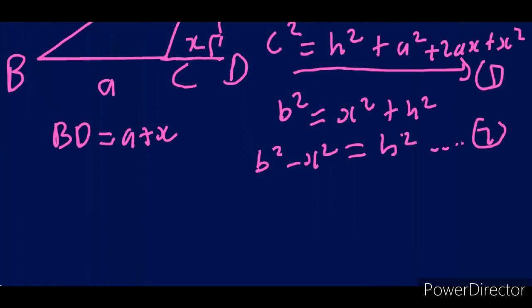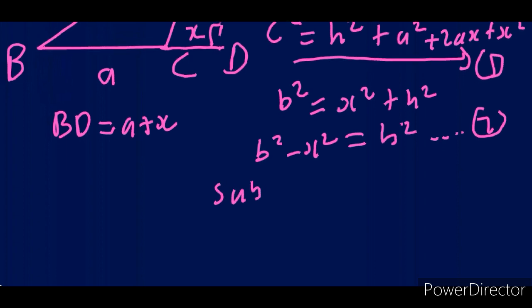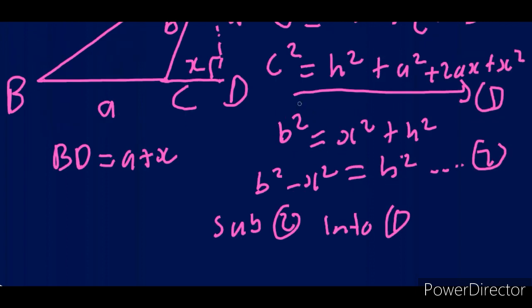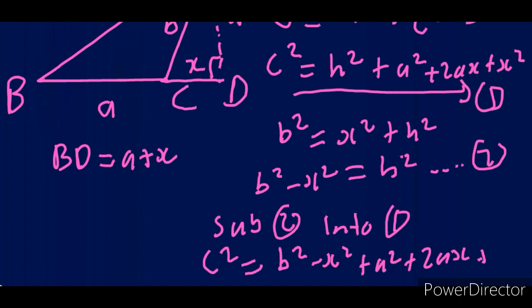So now we're going to substitute. We're going to substitute equation 2 into equation 1. I'm going to write this equation exactly the same, it's just that wherever I see h, instead of writing h, I'll write this stuff. So it means I'm going to have b squared minus x squared plus a squared plus 2ax plus x squared.